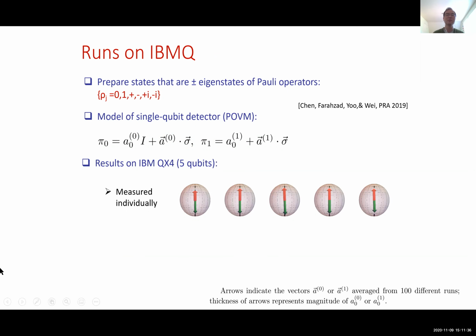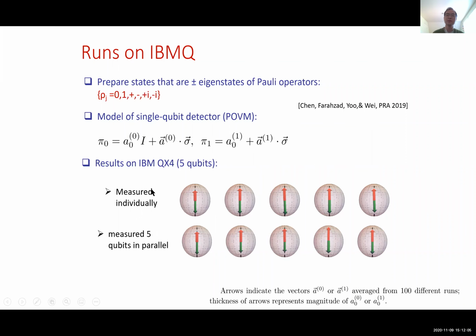For example, I show a 5-qubit machine here, representing the detector operator for the 5-qubit. Yeah, so you can see they are not perfect, right? They don't point all the way to the north or south pole, indicating that there's some loss of accuracy here. Okay.